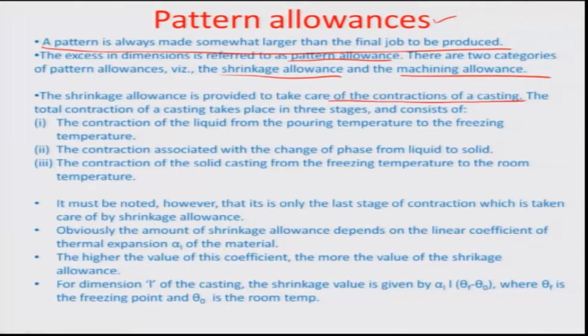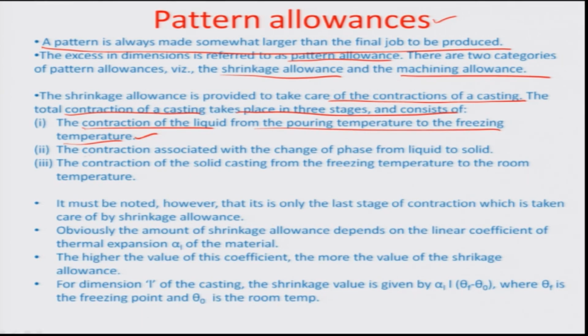So, there is a shrinkage allowance because of the property of metals to contract when temperature goes down, and then there is a machining allowance which is useful because you want to fit these into assemblies. So, the shrinkage allowance is provided to take care of contraction of a casting. As I told you, the total contraction of a casting takes place in 3 stages. One is the contraction of the liquid from the pouring temperature to the freezing temperature. You have to understand the pouring temperature is way above the freezing temperature, and so therefore, there is going to be some kind of contraction of this liquid.